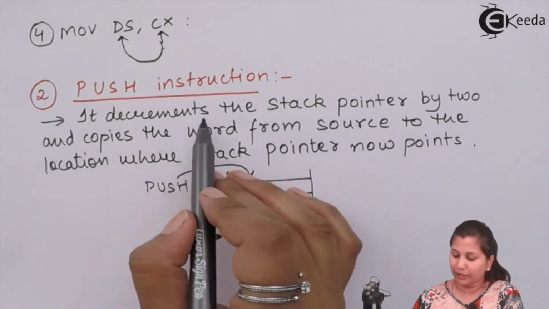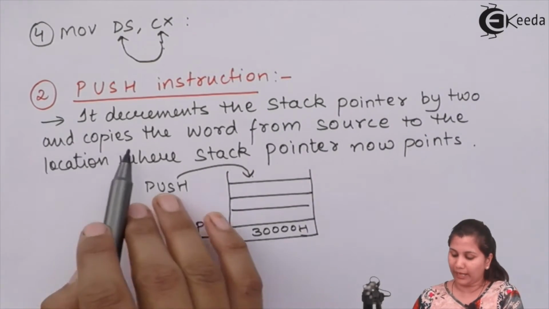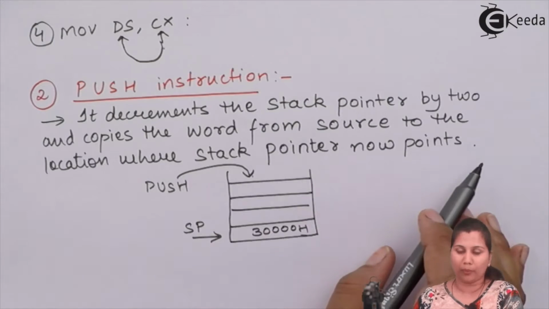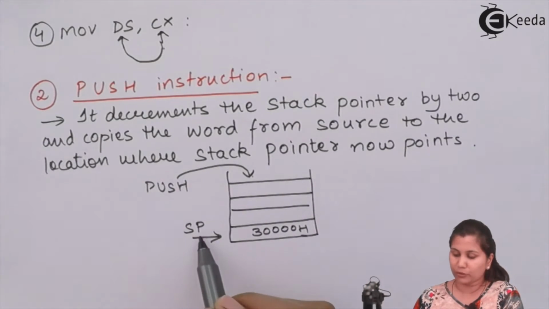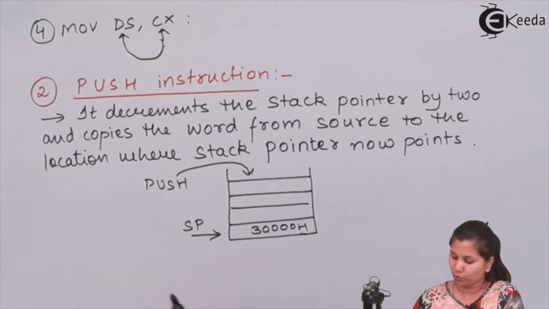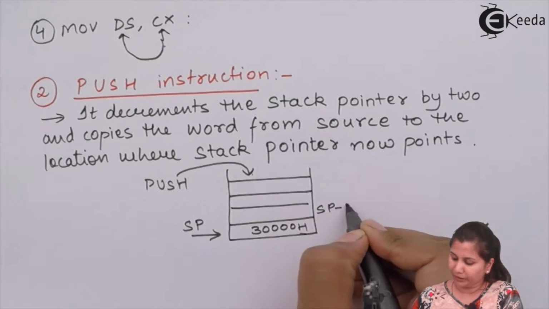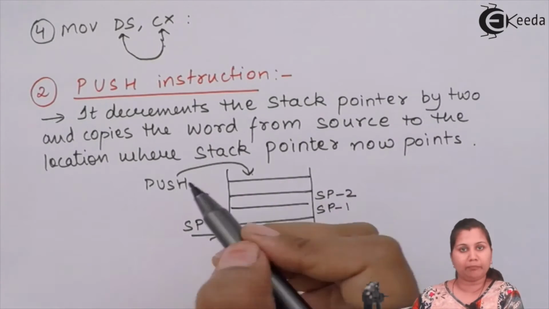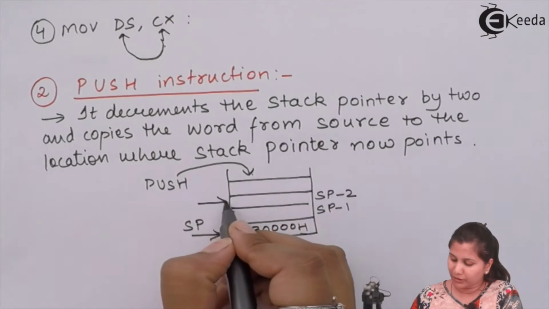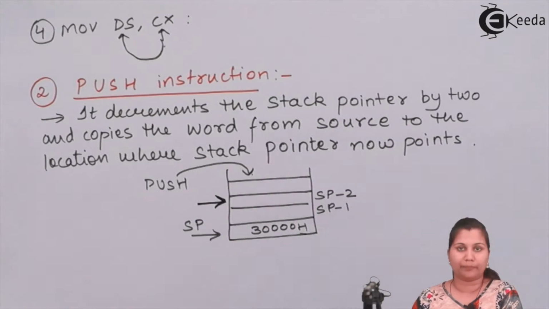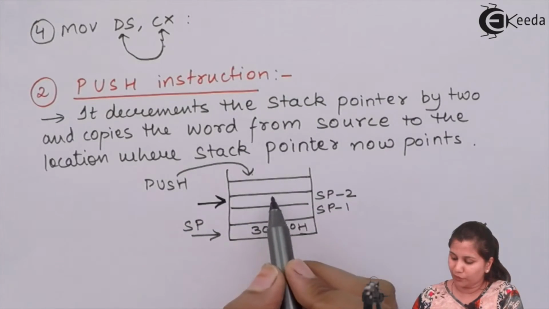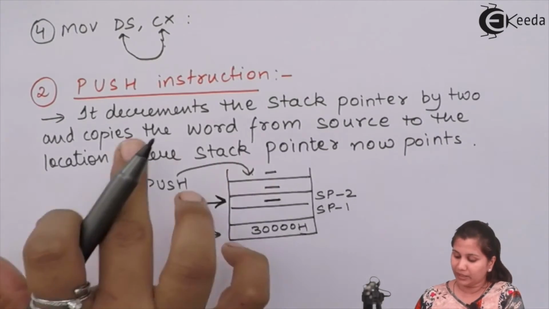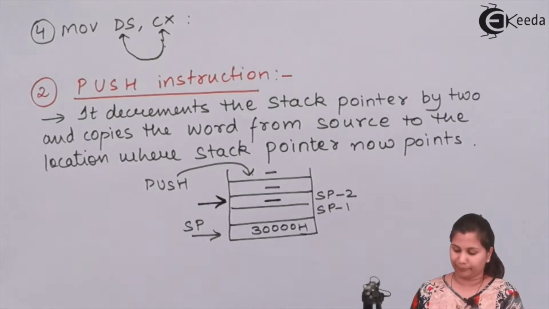So the stack is going to store the data through this push instruction. First it is going to decrement the stack pointer by 2 and it is going to copy the word from source to the location where the stack pointer now points. So this is stack pointer, this is stack pointer minus 1, this is stack pointer minus 2. So it is going to be decremented by 2. Now the stack pointer is going to point at this memory location. So the data is going to be stored first at this memory location, then this, and then this. In this way, the data is stored in the stack.